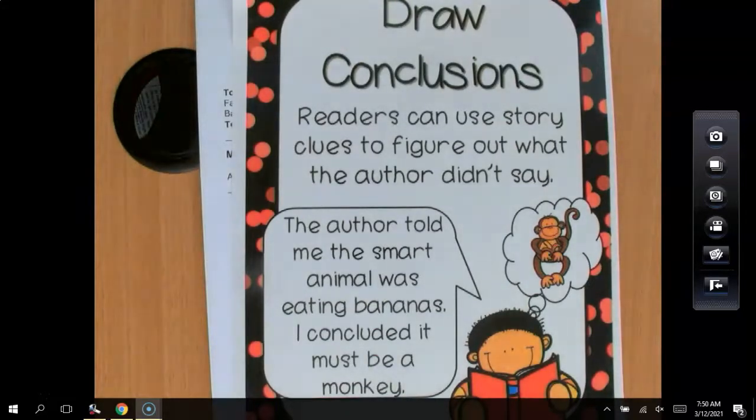Now, we use clues to figure out what the author maybe didn't come out and tell us. For instance, if I told you there was a smart animal who's eating bananas, I didn't tell you what the animal was, but you could use your prior knowledge to make an educated guess. And your educated guess could mean that that animal is a monkey.